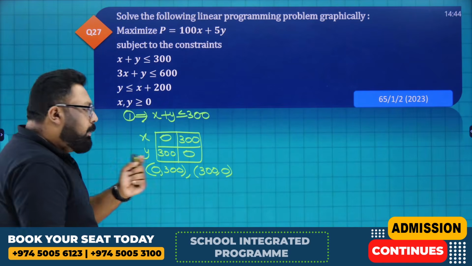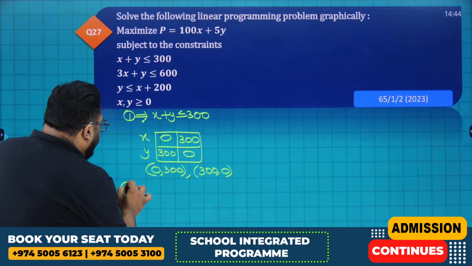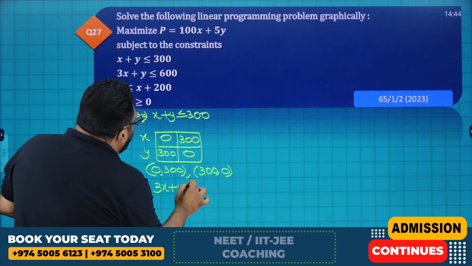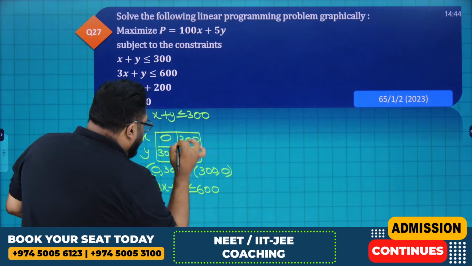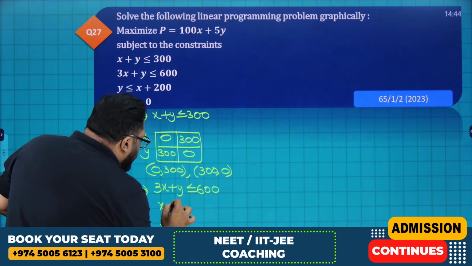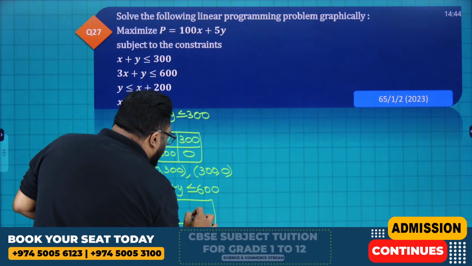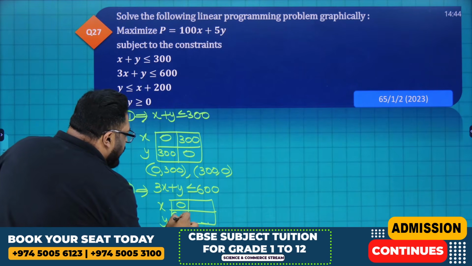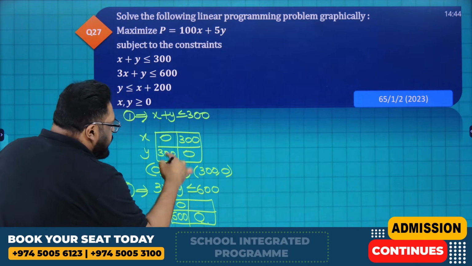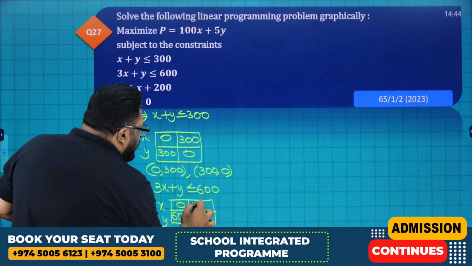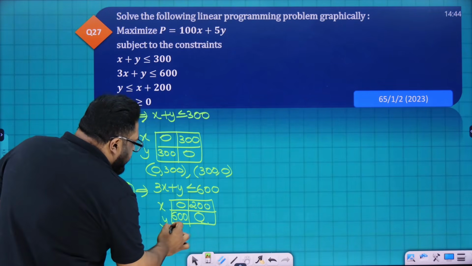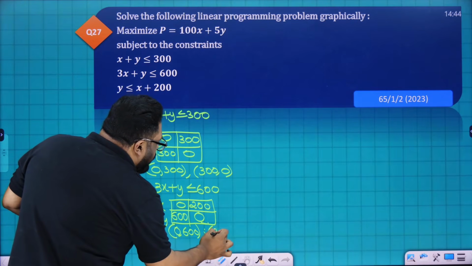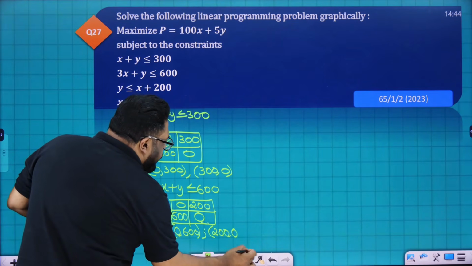Next equation, my dears, equation number 2 implies 3x plus y less than or equal to 600. Now if I go for the intercepts for this equation, you have x equal to 0, y is equal to 600. Y is equal to 0, x is equal to 200. So my intercepts are 0, 600 and 200, 0.